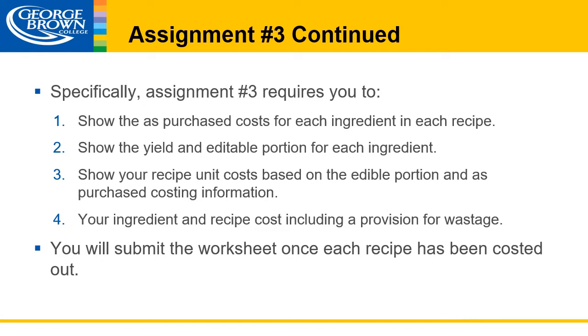So let's say an onion has an 85% yield. That means only 85% of that onion is edible. So based on the yield, you're going to identify the edible portion of each ingredient. Once you've done that, you're going to show your recipe unit costs based on the edible portion and the as purchased costing information. You're then going to cost out the amount of the ingredient in the recipe and assign the recipe an overall cost, including a provision for wastage. Once you've done that for each one of the recipes on your menu, you're going to submit your worksheet to me, and I'm going to evaluate it.